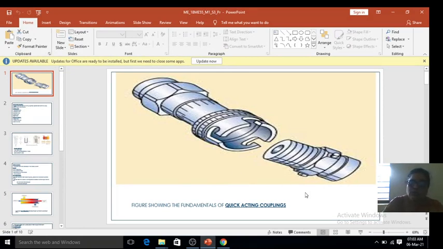Actually, I was talking about quick acting couplings. So you can observe this is one of the quick acting couplings, because whenever it is needed to disconnect or connect the pipes or hoses, in such cases we need to go for the quick acting couplings.